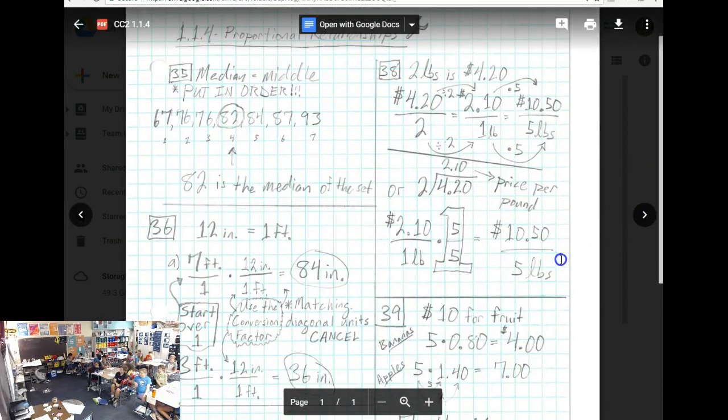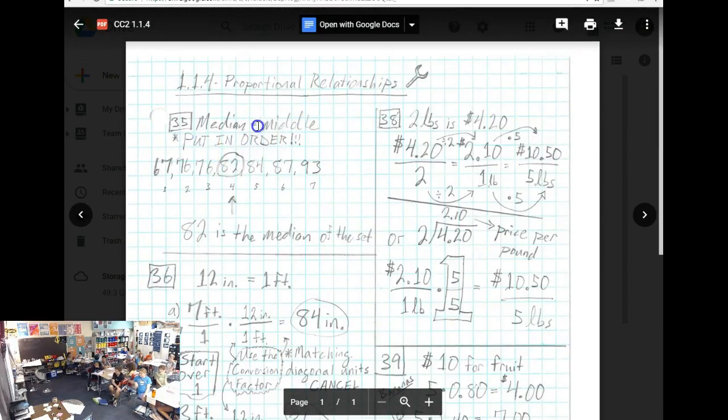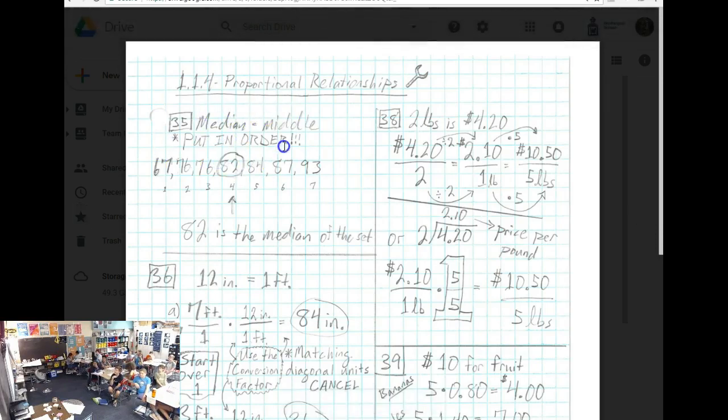Every homework we do, I'm going to put little notes in here, like median means middle. I've got to put it in order. I'm going to write more than what you would normally write, but that's to really help you.